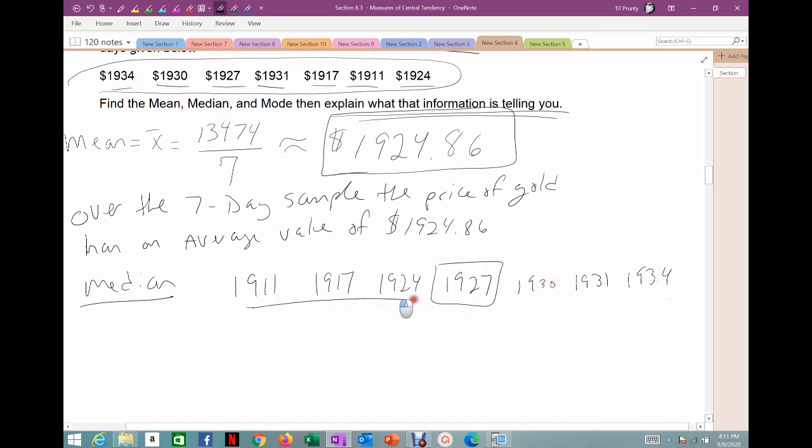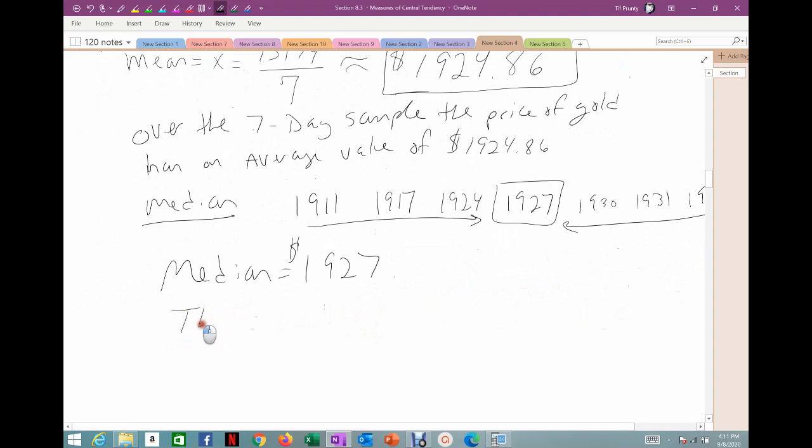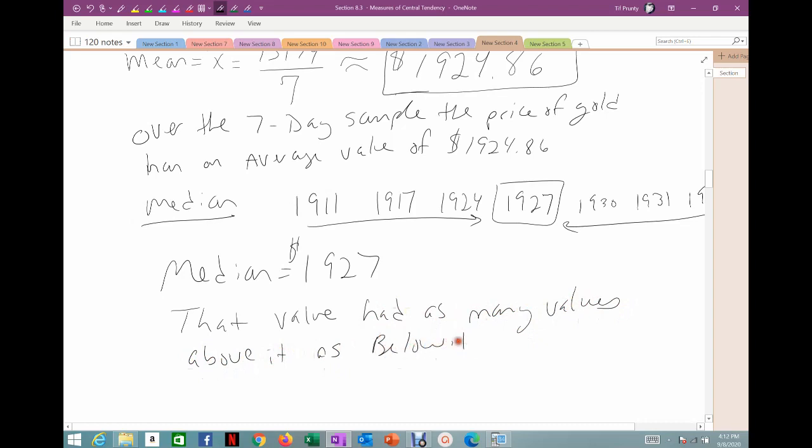And there it is. This is the value in the middle. There's 3 scores above it and 3 scores below it. And so the median is 1,927, which again means that value had as many values above it as below it. Meaning there are as many scores above 1927 as there were below. There were 3, right? It had the same above and the same below. It's smack dab in the middle.